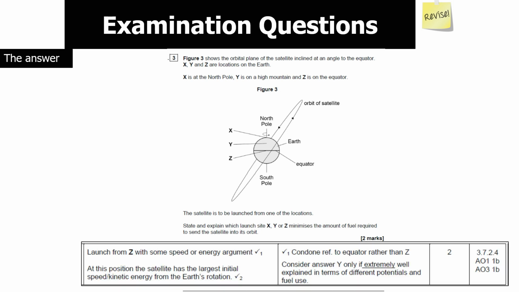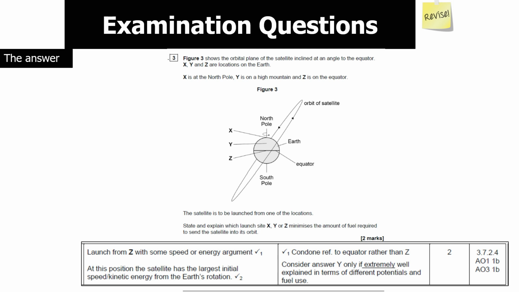Right, so how do you answer this particular question? Well, you can either consider it in terms of speeds or energy. So the answer would be Z, because at that position the satellite has the largest initial speed or the largest kinetic energy from the Earth's rotation, because at the equator we've got the highest angular speed. So at that point it'll have the most kinetic energy from the Earth's rotation itself, so it'll need the least amount of energy from the fuel to have enough energy to escape the Earth's gravitational field.